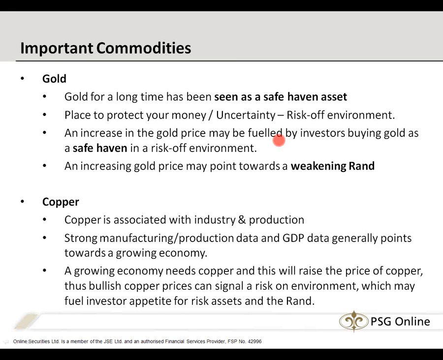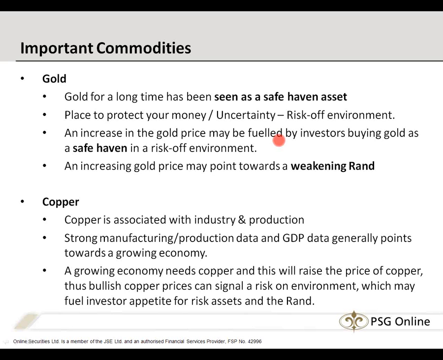Okay. There's also some important commodities to follow. What's happening with the gold price? Remember, it's a safe haven asset. It's one way to protect your money against uncertainty. It's a risk-off environment. And the idea is that obviously you'll be buying into gold to protect your funds. But obviously everybody's moving out of paper, they're moving to gold. That'll be weakening of the weakening rand.